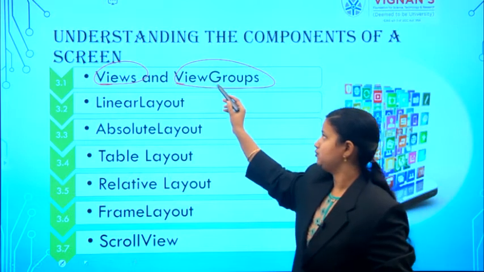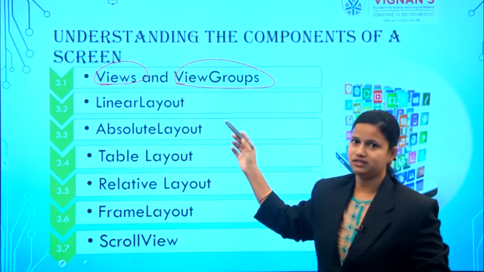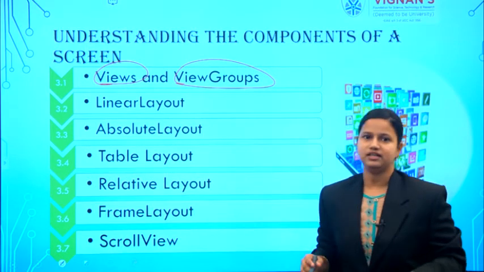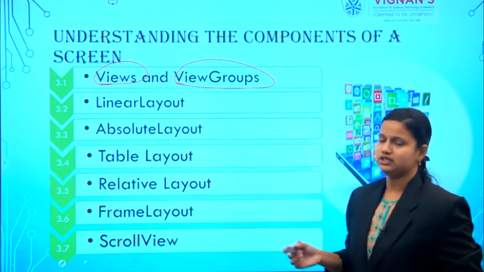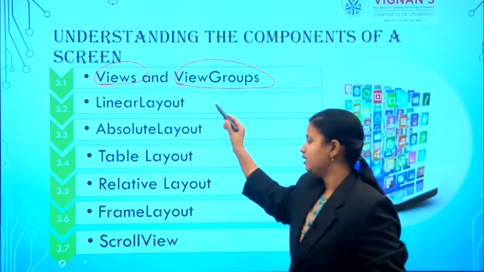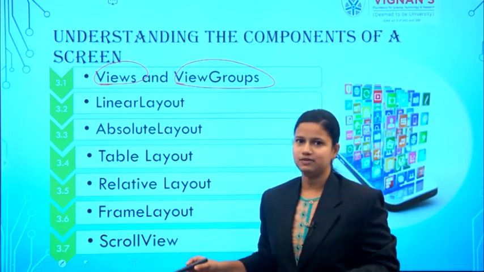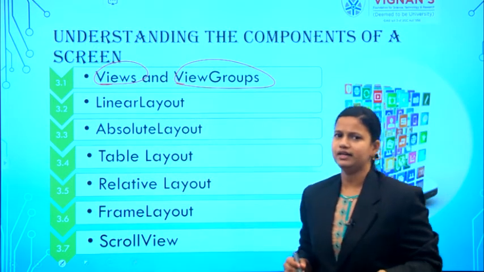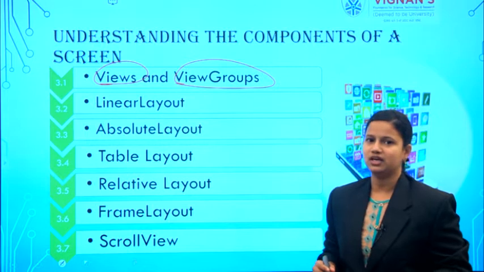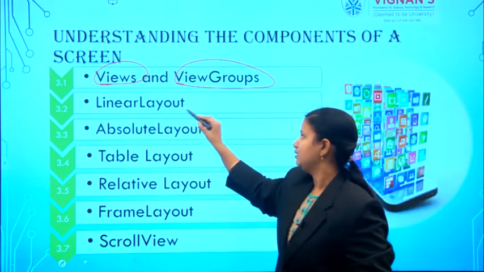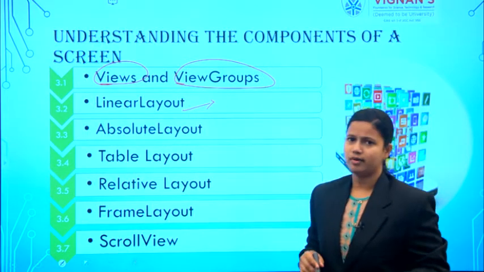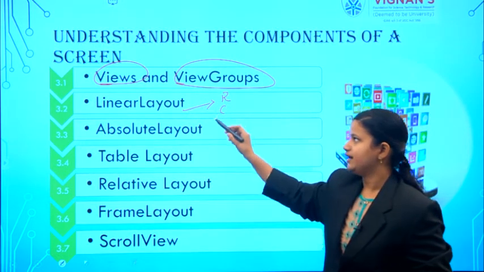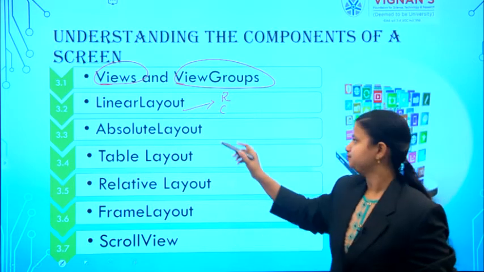Whenever you have a collection of view elements, how are these view elements to be arranged in a user interface? In which way do we have to arrange the user interface? We use different types of layouts. Either linear layout. What does linear layout mean? It arranges the view group elements in some format. What is that format? Either a single row or a single column format, it arranges all the view group elements.